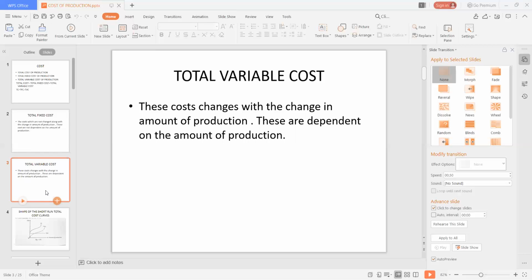Total variable cost. These costs change with the change in the amount of production. These costs are dependent on the amount of production, on the output. If the output changes, then the total variable cost also changes. The examples of total variable cost are expenditure on raw materials, transport cost, expenditure on fuel, salary of the temporary workers, etc.